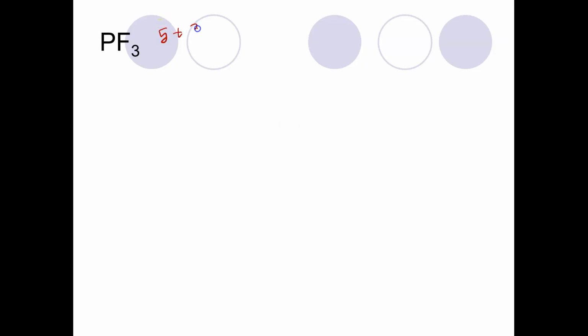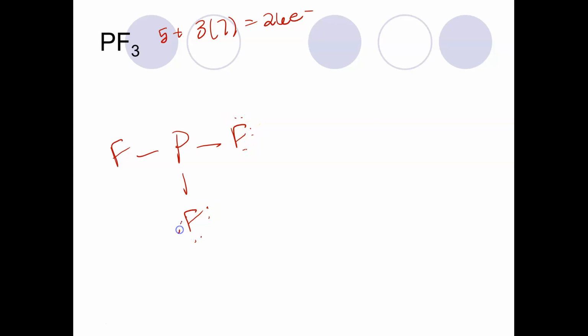5 for phosphorus. 3 fluorines times 7, that's 26 electrons. Phosphorus goes in the middle. Put my 3 fluorines around it. Count my electrons. 20 minus 18, 2. So I'm going to put the last 2 on the phosphorus.